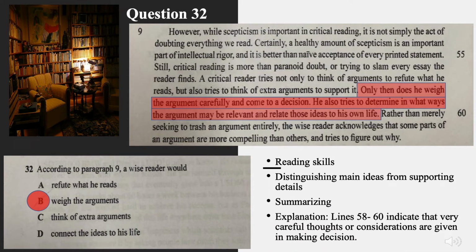For question 32, there are 4 options given for the question, according to paragraph 9, a wise reader would. So the answer is B. For this question, students need to look for the clue given from the question that is referring to paragraph 9, line 58 to 60, which is highlighted. The reading skills involved to answer this question are distinguishing main ideas from supporting details and summarizing. Line 58 to 60 indicate that very careful thoughts or considerations are given in making a decision.